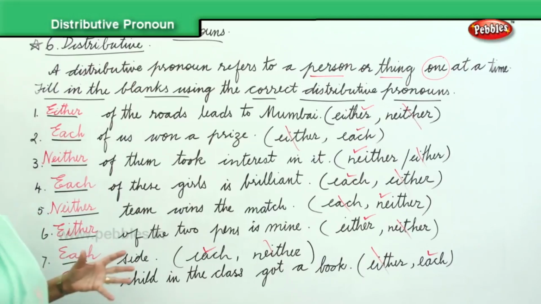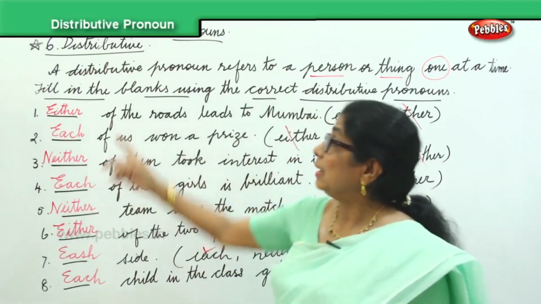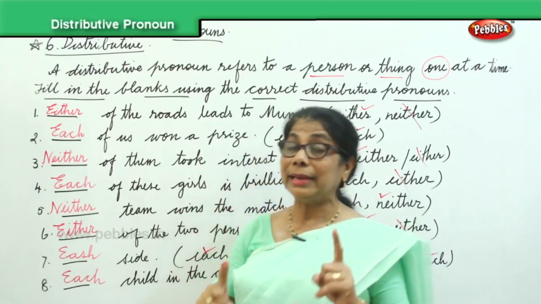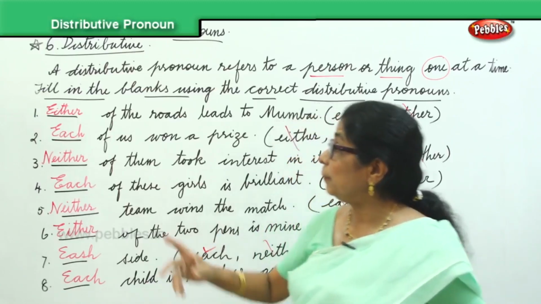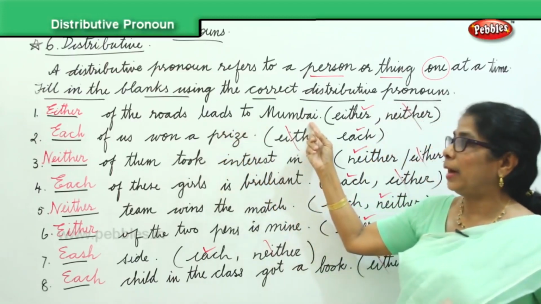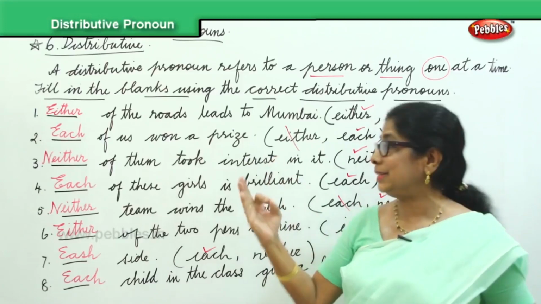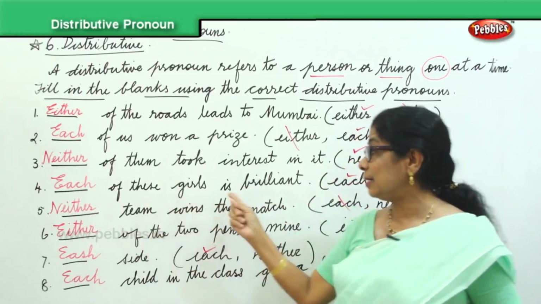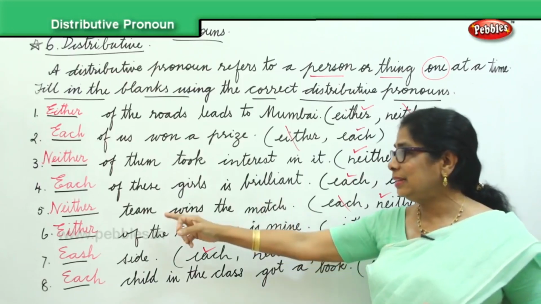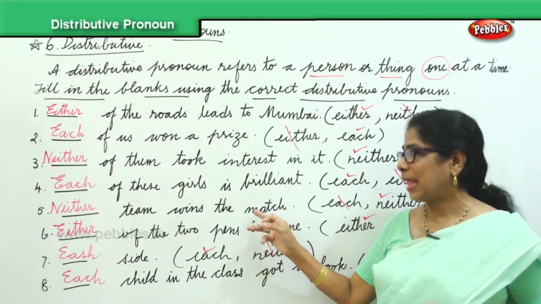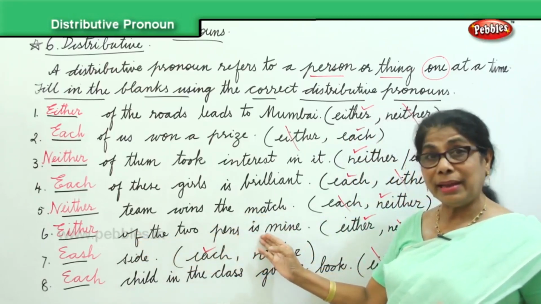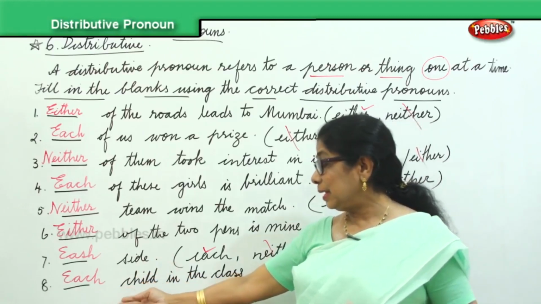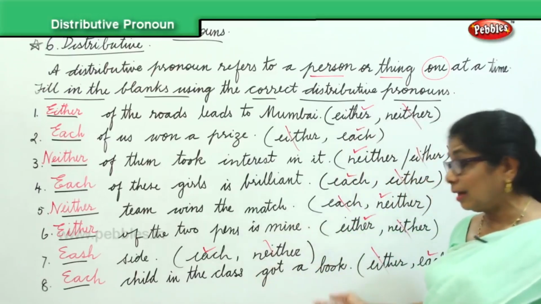Let us look at what we have done here, filling in with correct distributive pronoun. And it should be, we are talking about one person or one thing. It is singular and singular verb is used here. Neither of the roads leads to Mumbai. Each of us won a prize. Neither of them took interest in it. Each of these girls is brilliant. Neither team wins the match. Then either of the 2 pens is mine. Each side. You want to say one side, say each side. Each child in the class got a book.